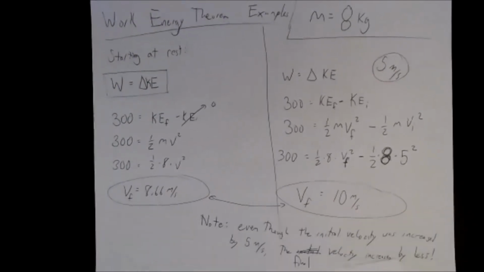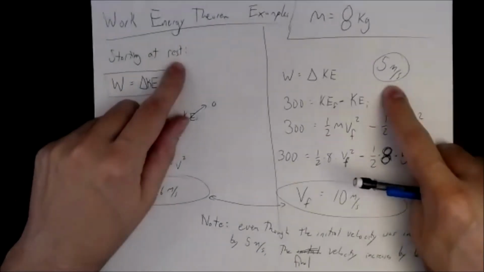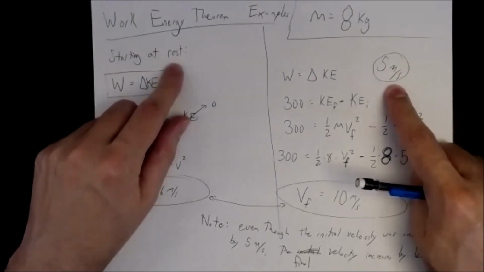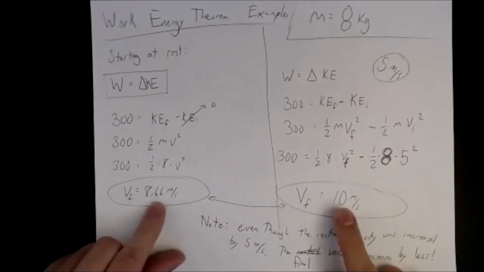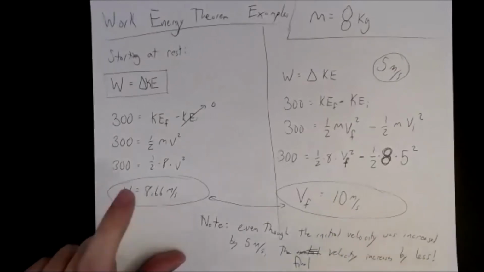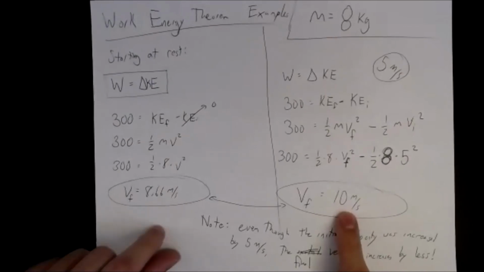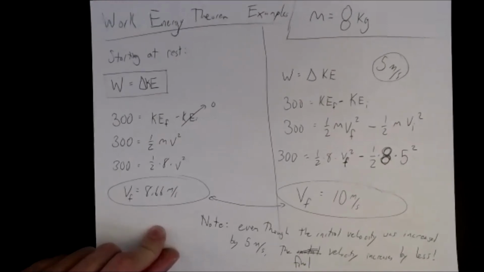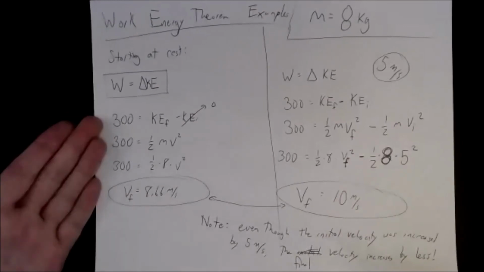Interesting to note here that even though we went from an initial velocity of 0 to an initial velocity of 5 meters per second, a difference of 5 meters per second between the initial velocities, despite that, the final velocities did not change by 5 meters per second. Going from 8.66 meters per second to 10 meters per second is not a change of 5 meters per second. And so the final velocity increases by less than it did in the other example.